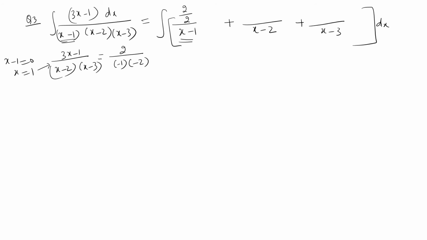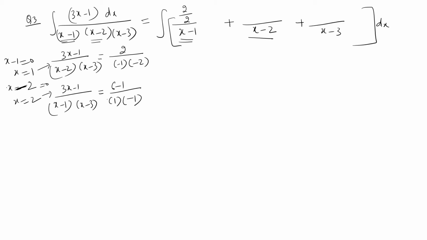Okay. Now the next one is put x minus 2 is 0. That will give you x equal to 2. Now where will I put? I will not put it here. So I will put x equal to 2 in (3x minus 1) upon (x minus 1) into (x minus 3). So it will give me 6 minus 1 upon 2 minus 1 is 1 and 2 minus 3 is minus 1. Right? So it will be minus 5. Okay. So I'll get it here as 5 upon minus 1.